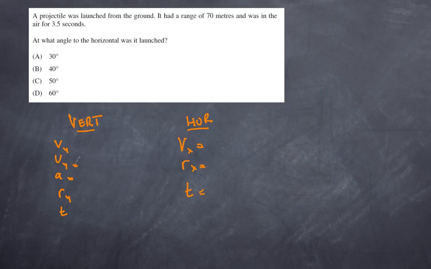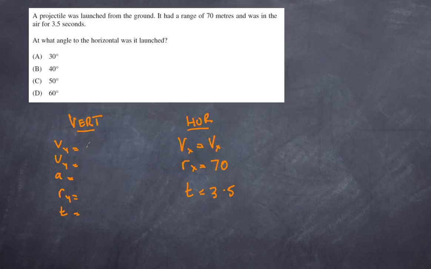We then substitute everything in that we know. The horizontal velocity over here, we don't know, but we need to know it, so I'm just going to leave this as Vx. My horizontal displacement is already given, and that's 70, and my time is equal to 3.5. In the vertical, the velocity that it lands at is the same velocity that it leaves at because of the symmetry of the projectile motion.